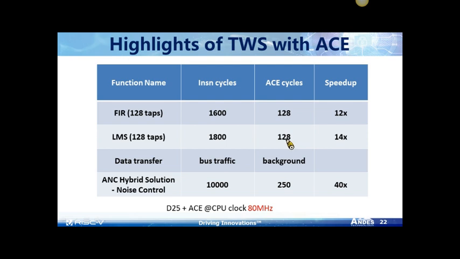Let's have a review of the D25+ACE performance. As you can see in this table, if we run the noise control hybrid solution in pure C, the speedup would be around 40 times. Because we reduce the algorithm clock cycles significantly, we can also drop the CPU frequency to 80 MHz, or even to 50 or 40 MHz, to save more power.